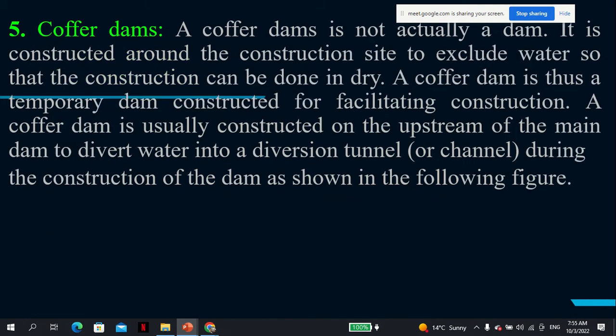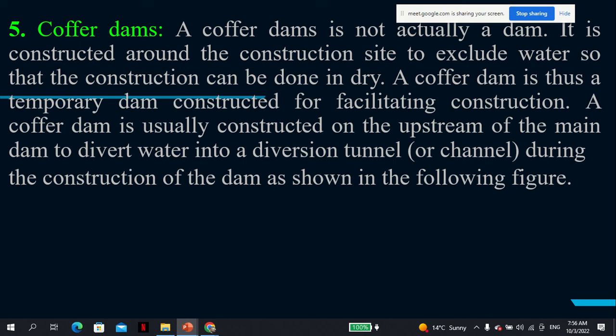Then we have coffer dams. These are actually not a dam in the strict sense. It is constructed around the construction site to exclude water so that the construction can be done in the dry. A coffer dam is thus a temporary dam constructed for facilitating a construction. A cofferdam is usually constructed on the upstream of the main dam to divert water into a diversion tunnel during the construction of the dam, as shown. So you can see cofferdam and diversion dam are kind of related.